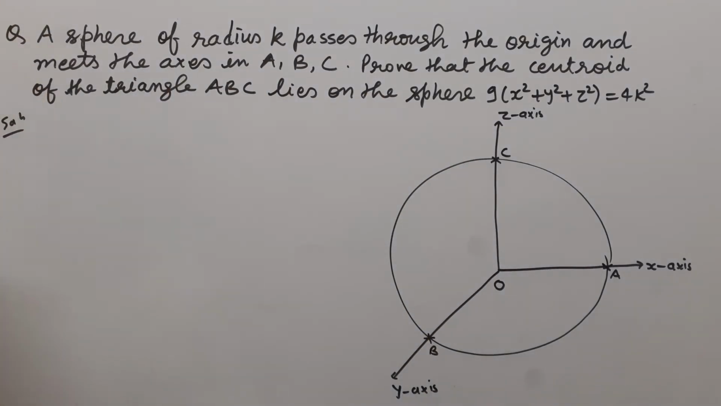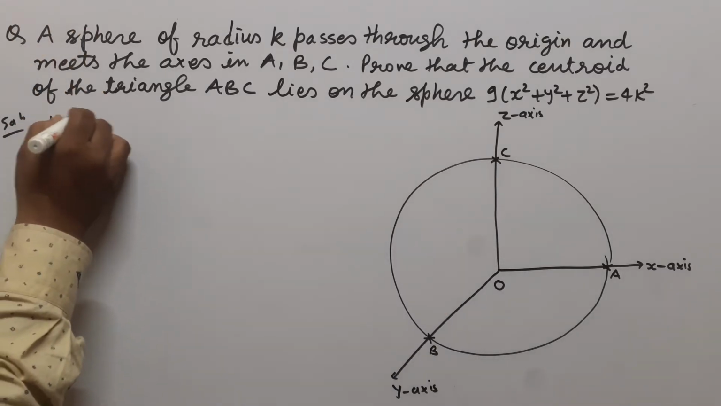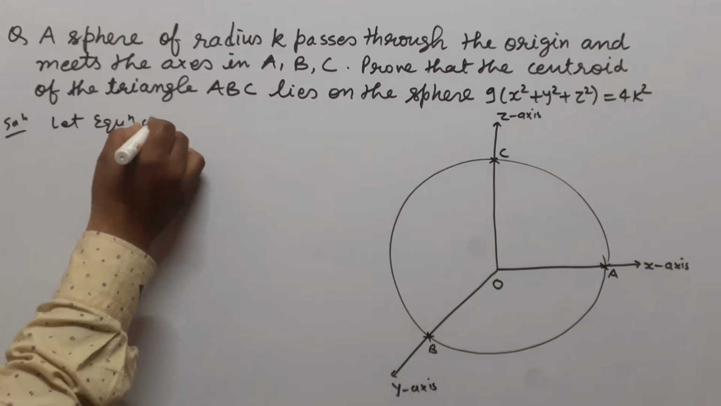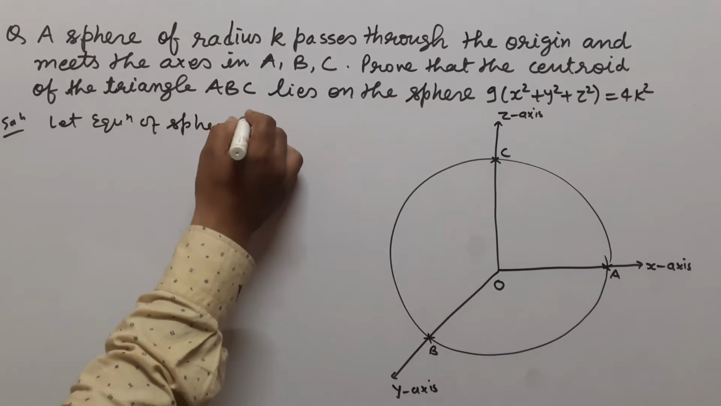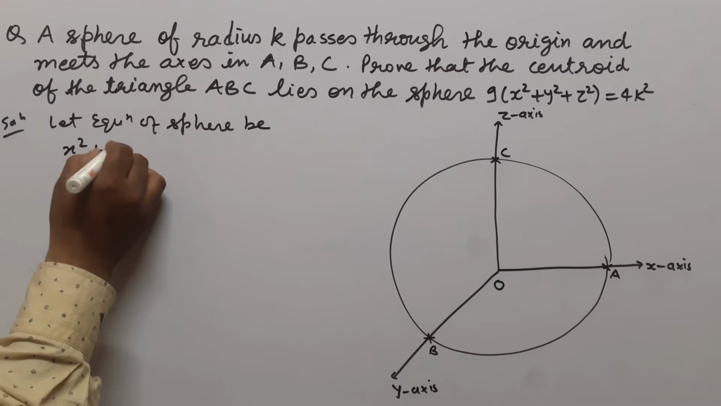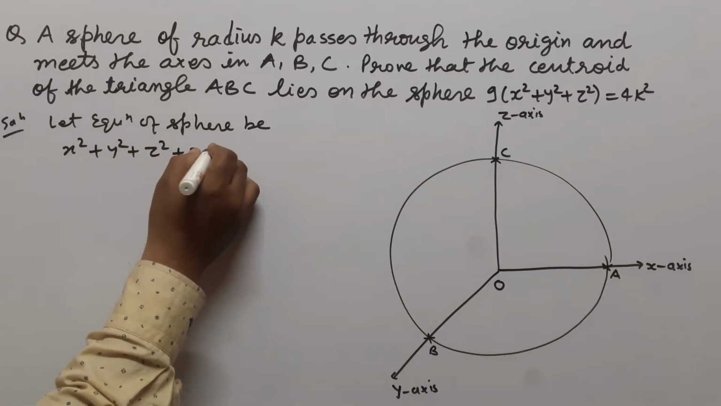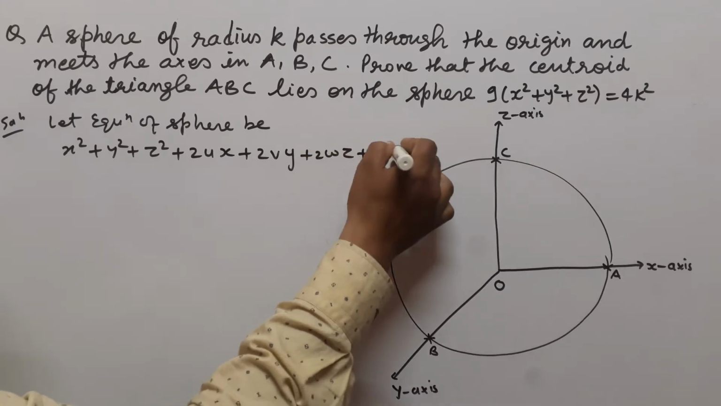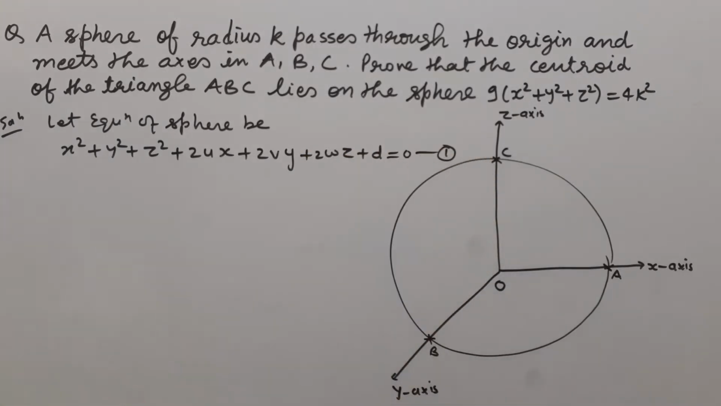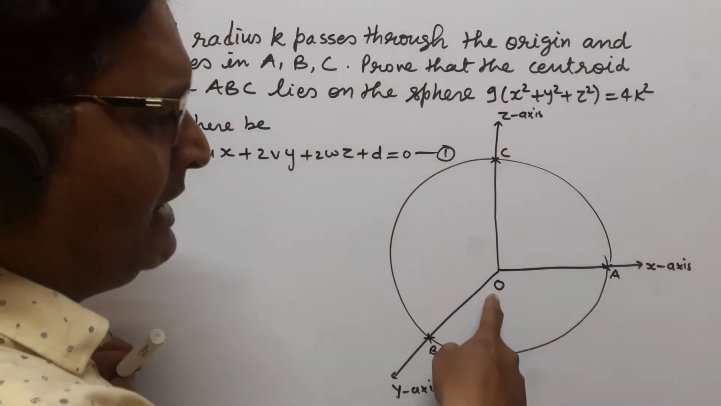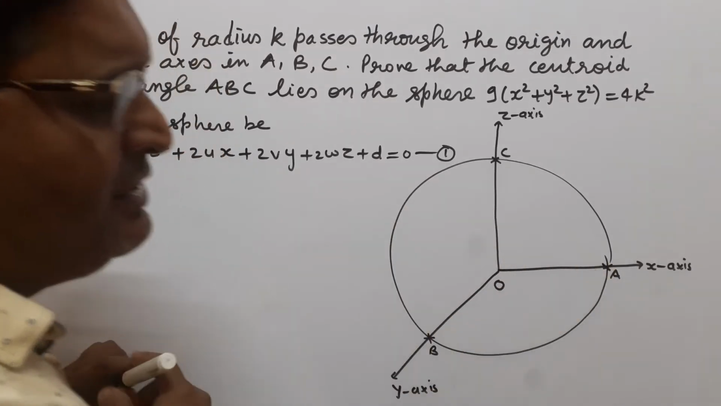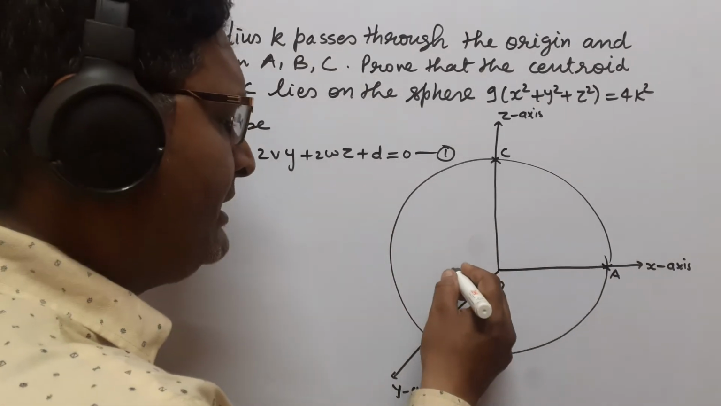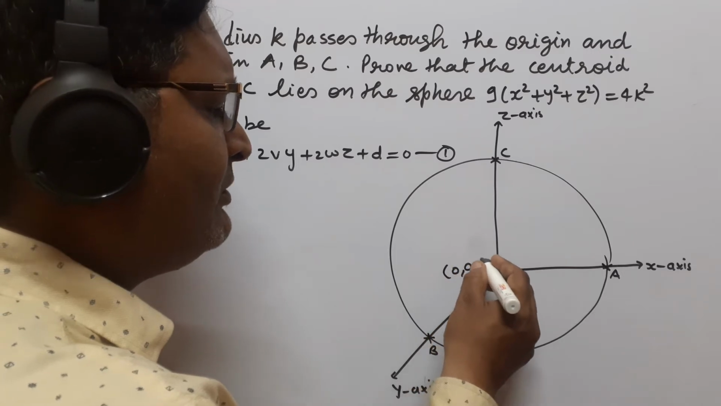Now first we find the equation of this sphere. So let us suppose the equation of the sphere be x square plus y square plus z square plus 2ux plus 2vy plus 2wz plus d is equal to 0. Suppose that this is the sphere which is passing through the point O and meets the axes in A, B, C.